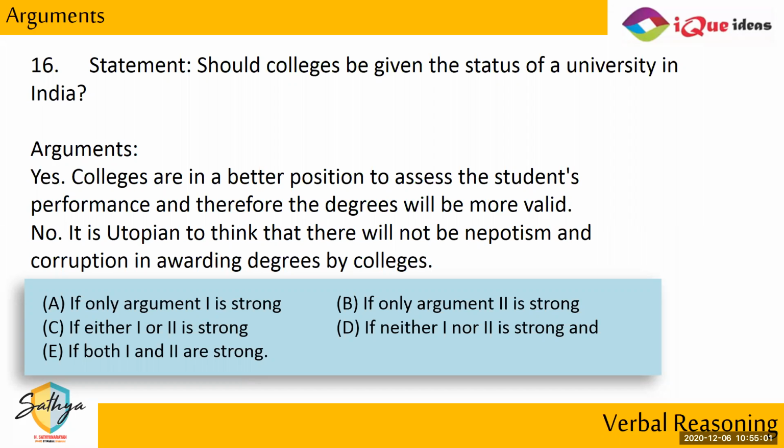So the first option is actually not a strong one. And second, colleges should not be given a status because it is utopian. Utopian means too goody goody to think that there will not be nepotism and corruption in awarding degrees by colleges.